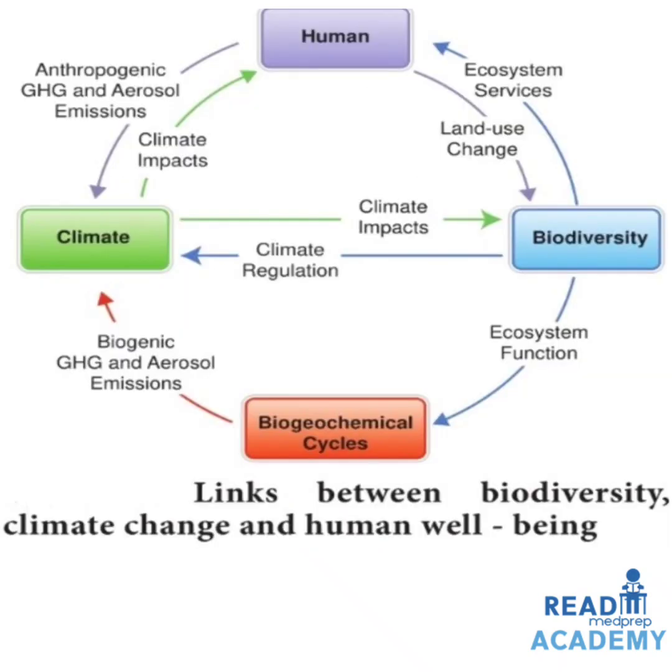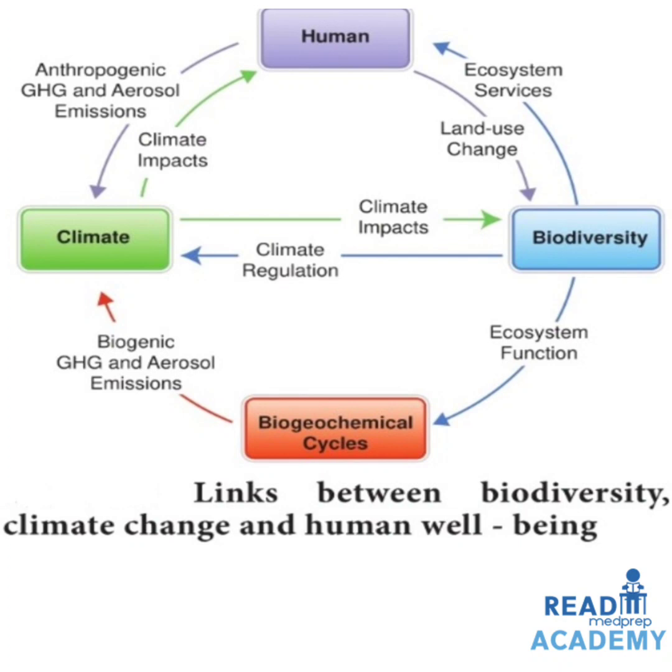Now, what are the links between the biodiversity, the climate change, and the human well-being? You can see in this cycle, the humans encroach a lot of land areas, causing land use change, resulting in loss of biodiversity. This in turn affects the ecosystem services utilized by the humans. And the loss of biodiversity causes ecosystem function loss or changes the ecosystem function, resulting in changes in the biogeochemical cycles like carbon, carbon dioxide, oxygen, nitrogen, sulfur, etc.